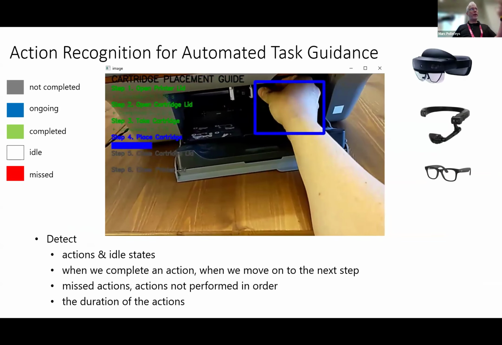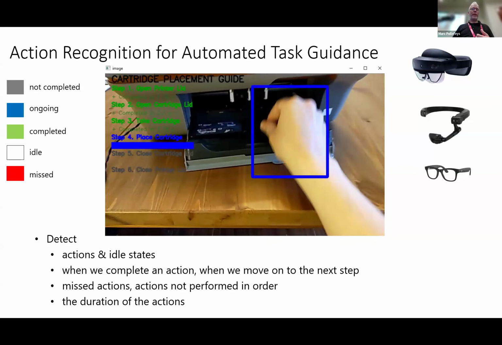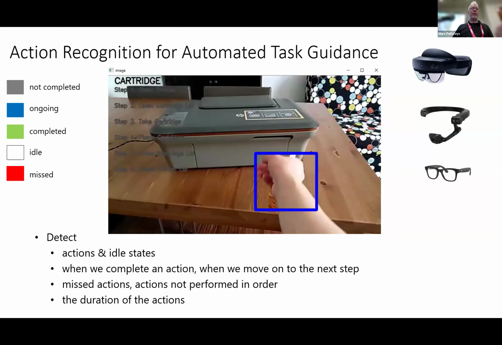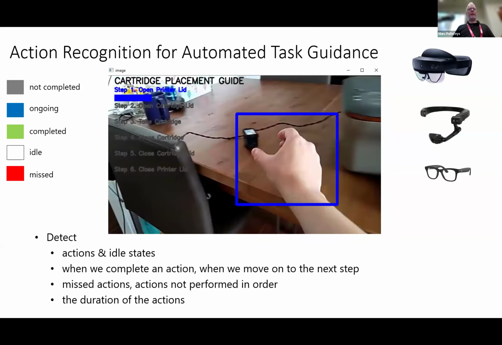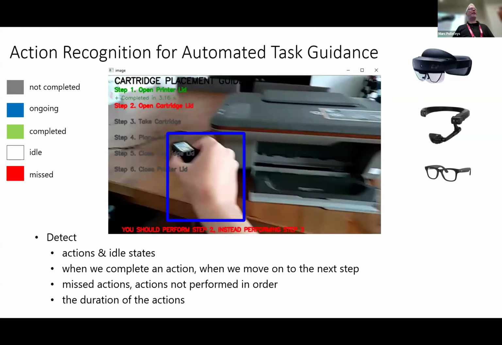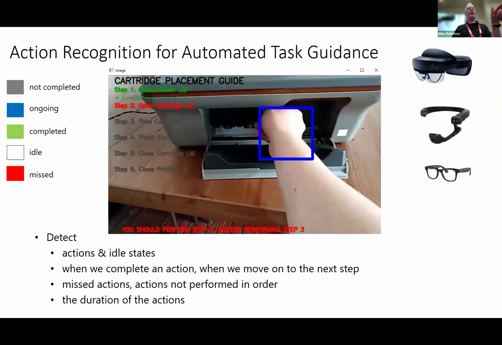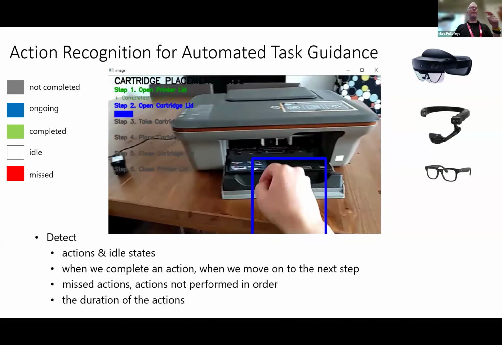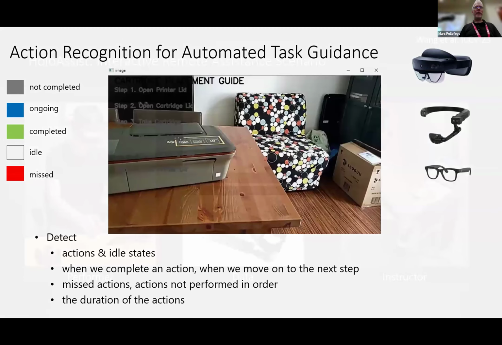So here we automatically follow along the different steps in a procedure. If the person makes a mistake, for example, like in this video, they open it, but then instead of taking the old cartridge out, they already grabbed a new cartridge. And of course, that's not going to work. So we can intervene and tell them that they did the wrong thing and they should correct it, and so on. So those are the kinds of applications we have in mind.